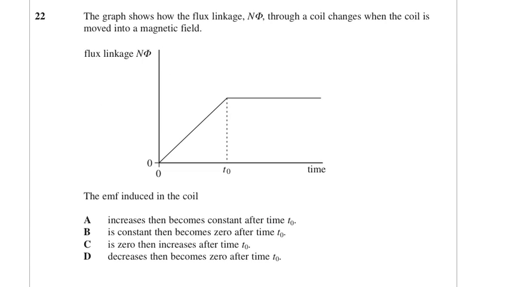The graph shows how flux linkage, phi I think it is, through a coil changes when the coil is moved in a magnetic field. The EMF is the rate of change of this, so the gradient. So initially your EMF is going to be constant, and then becomes 0 after T0, which is answer B.